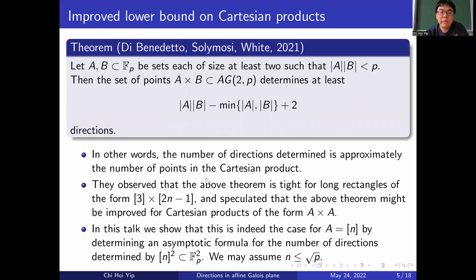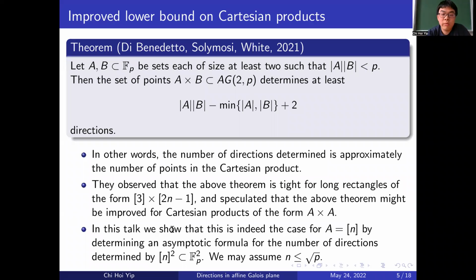And they also observed that this result is tight for some wrong rectangles, but they didn't find any tight examples for configurations like squares. So we might expect that if B is actually equal to A, then we can further improve this. And if we can do that, then we already have many interesting applications.